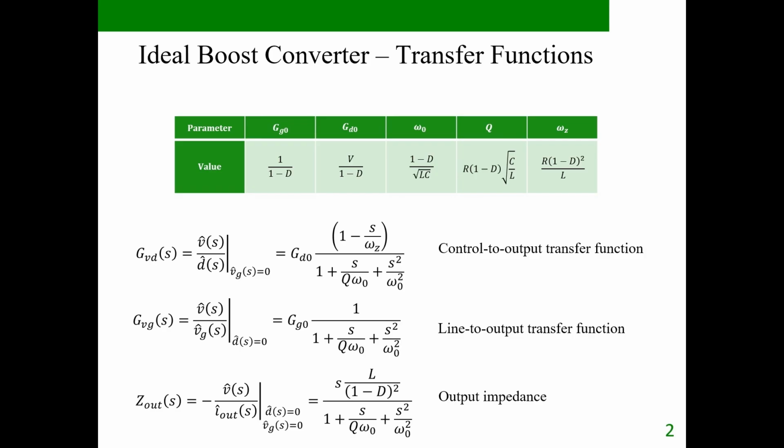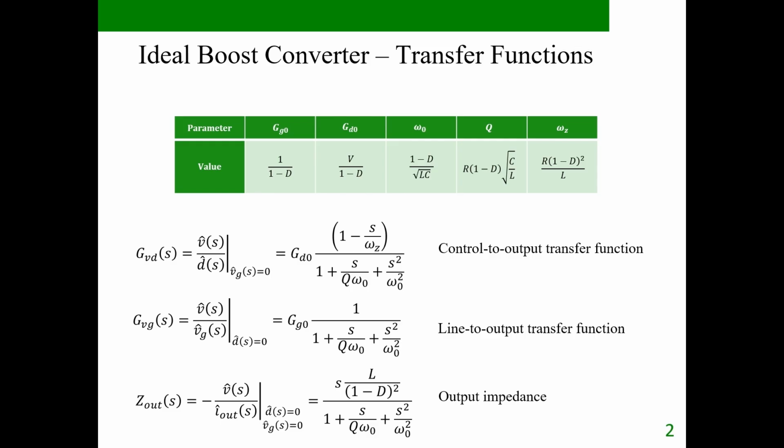Although the numerators are different, all three transfer functions have exactly the same LC denominator. This is because they all originate from the same averaged state space model of the boost converter. The natural frequency omega 0, quality factor Q, and LC double pole appear in all of them. These transfer functions form the mathematical foundation for everything that follows: loop gain construction, Type 3 compensator design, digital implementation on the C2000, stability and transient response analysis.